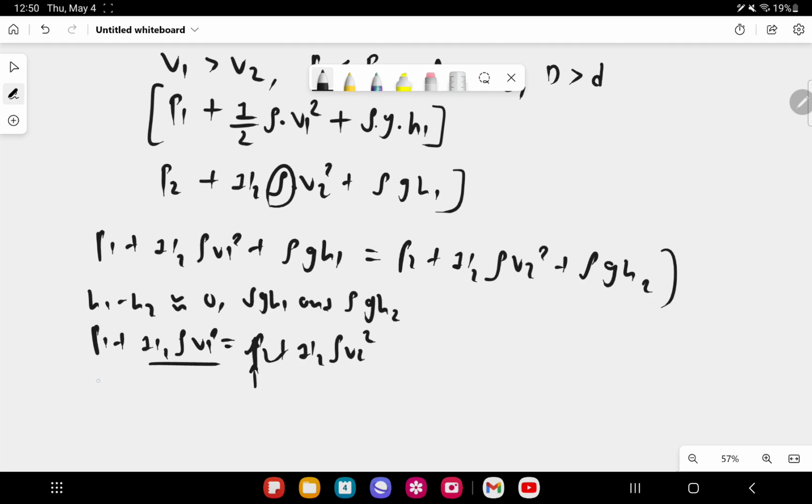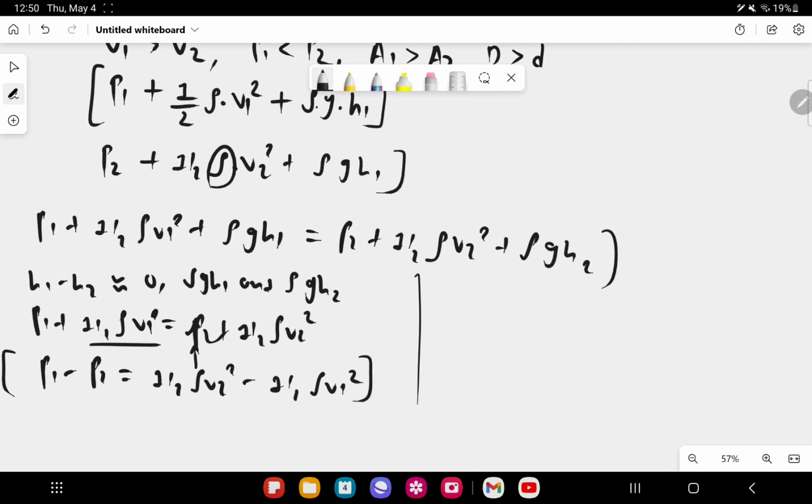So then the equation becomes P1 minus P2 is equal to 1/2 rho V2 squared minus 1/2 rho V1 squared. Moreover, the volumetric flow rate remains constant, and the volumetric flow rate is defined as Q is equal to A times V, where A is the cross-sectional area of a pipe and V is the velocity of the fluid. Therefore, at section 1, Q is equal to A1 V1, which is also equal to A2 V2.